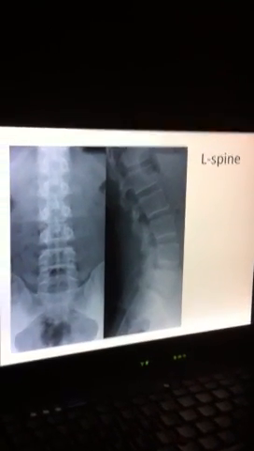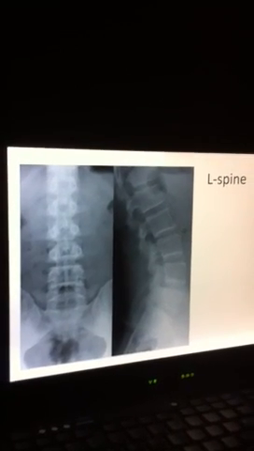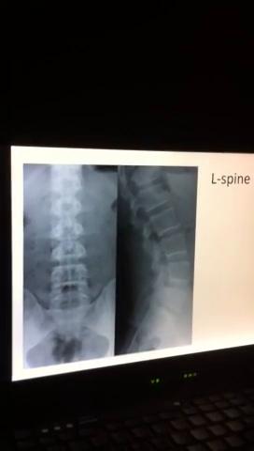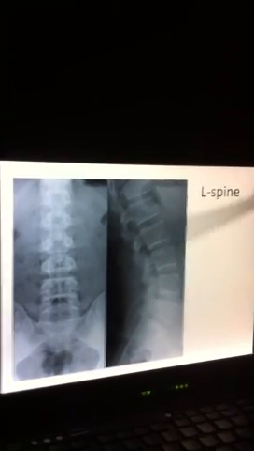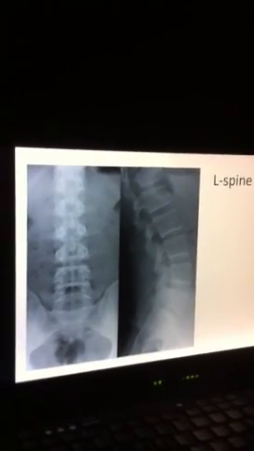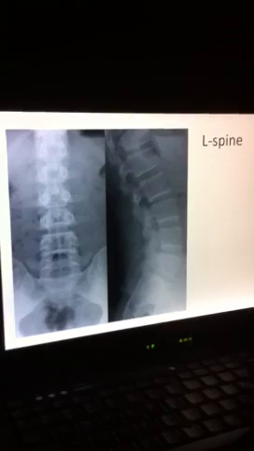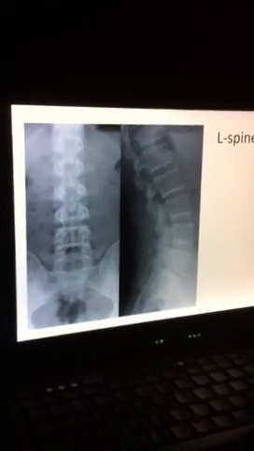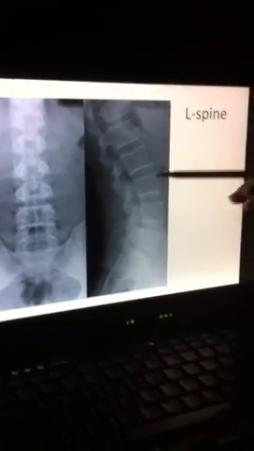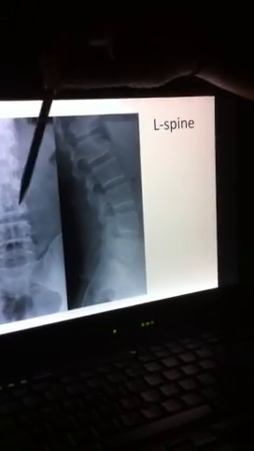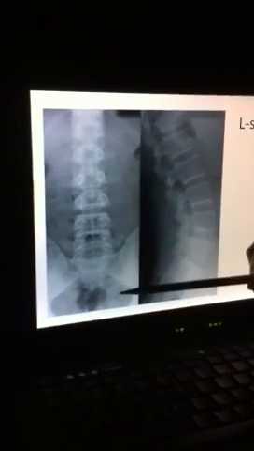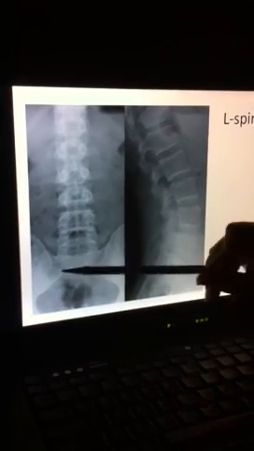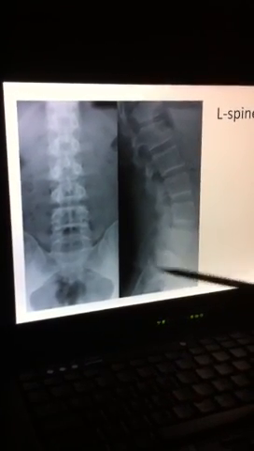This is an L spine, so it's an X-ray of the lumbar spine. You have 2 different views, frontal view or AP view, and this is a lateral view. On here you can only see the bones, so you can see the vertebral bodies, the intervertebral spaces, transverse processes on both, and spinous processes. Don't forget the sacroiliac or iliosacral joint. You can see the sacrum on both views.